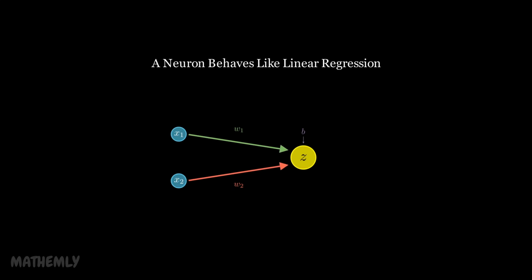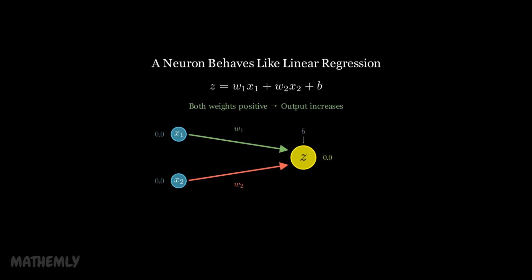In many ways, a single neuron behaves like a simple linear regression model. Each input contributes proportionally based on its weight, and the bias shifts the output up or down. Let's visualize this using just two inputs. Z equals W1 x1 plus W2 x2 plus B.